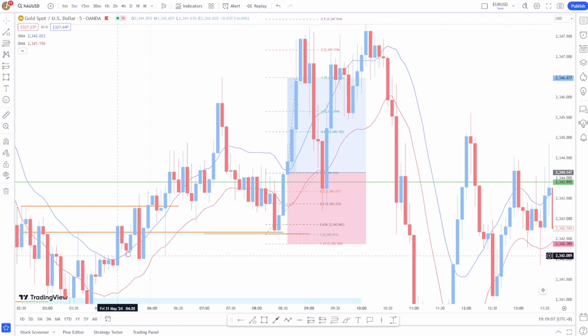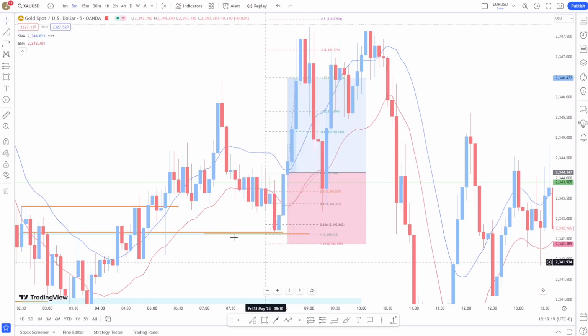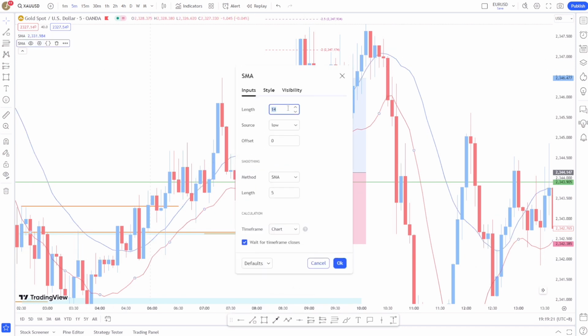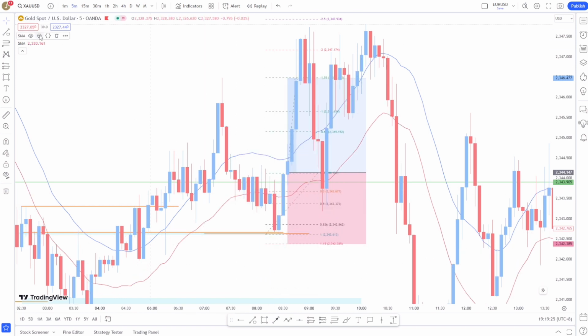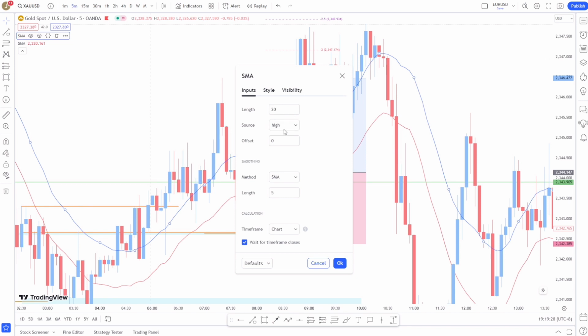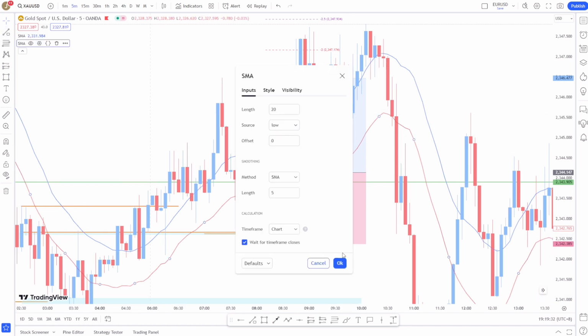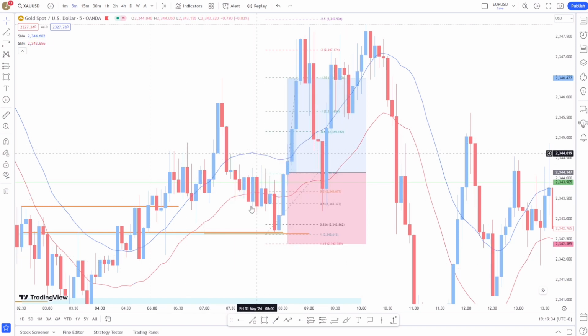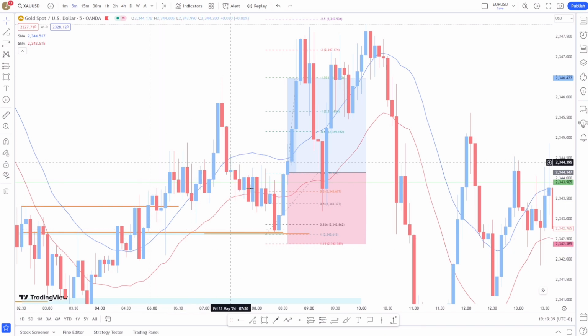And as you can see, I have two lines over here. So what are these? The blue line is the 20 SMA. Oh, sorry, this is the 14, but let me change it to the 20. I use the 20 SMA, but as you can see here, the source for the blue line is the high, and the source for the red line is the low. So this is the 20 high, 20 low, the average of 20 candle highs and candle lows.